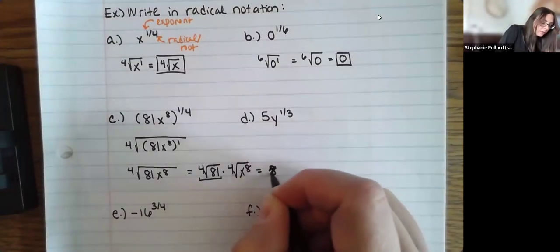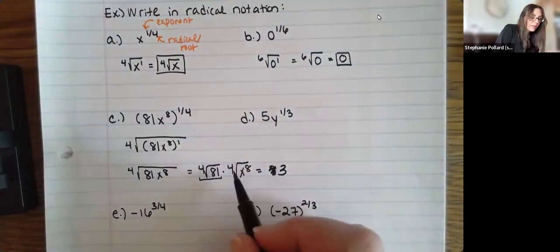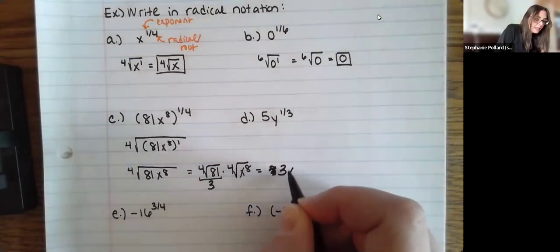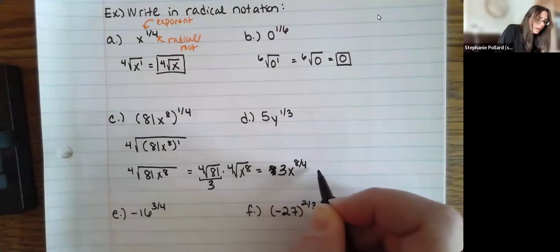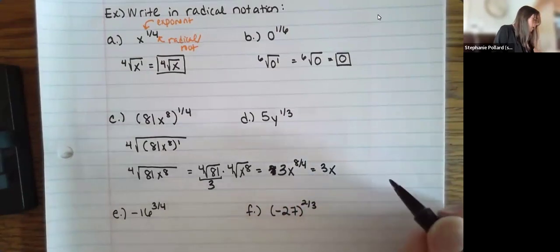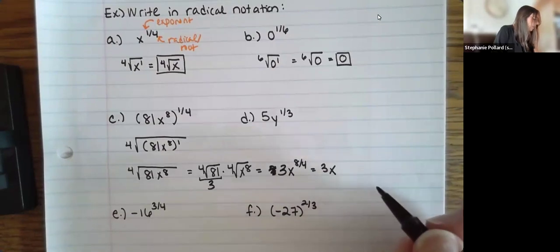So that's 3. And then here, remember, what we're going to do is that division. So it's going to be 8 over 4, and that is going to simplify to 3x to the second power here.